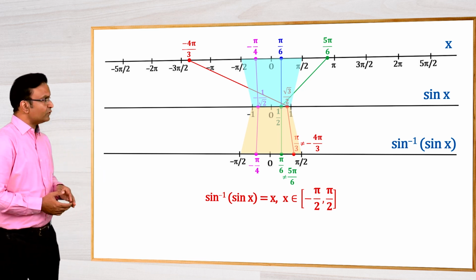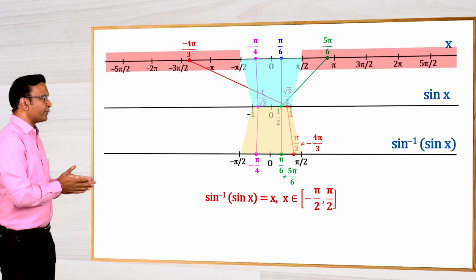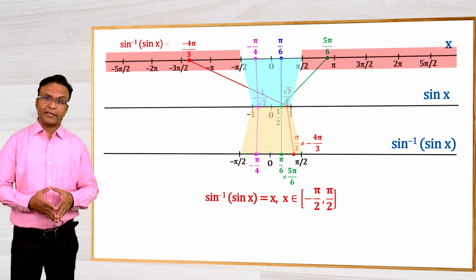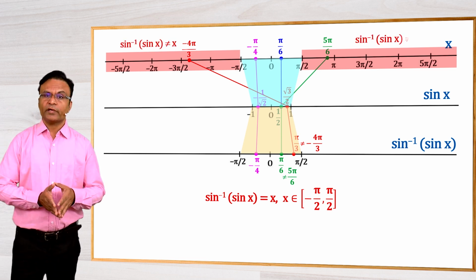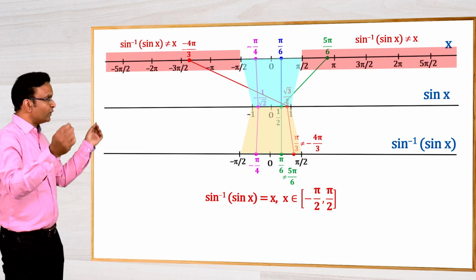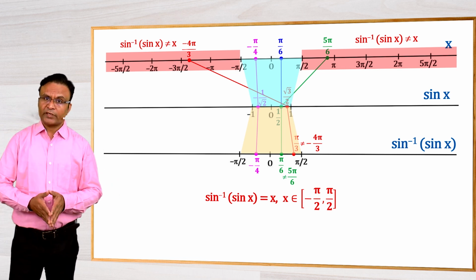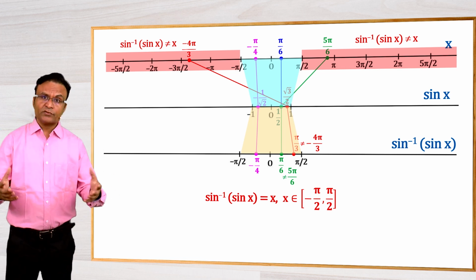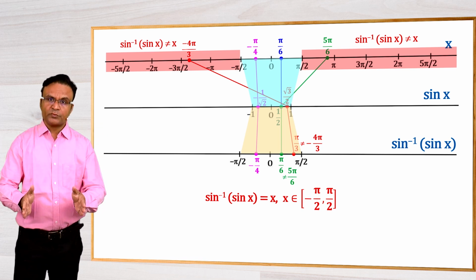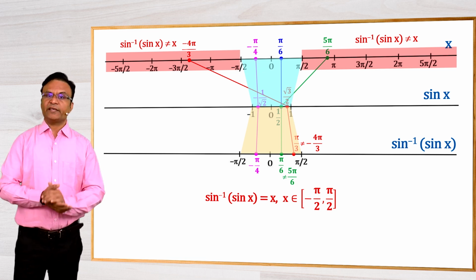If I take values of x less than minus pi by 2 or more than pi by 2, in that case sin inverse of sin x is not equal to x. आप x का वैल्यू कोई भी ले लो, less than minus pi by 2 या फिर more than pi by 2 के रीजन में आपका जो sin inverse of sin x का वैल्यू है वो minus pi by 2 and pi by 2 के बीच में आएगा, because the range of this function is minus pi by 2 to pi by 2.